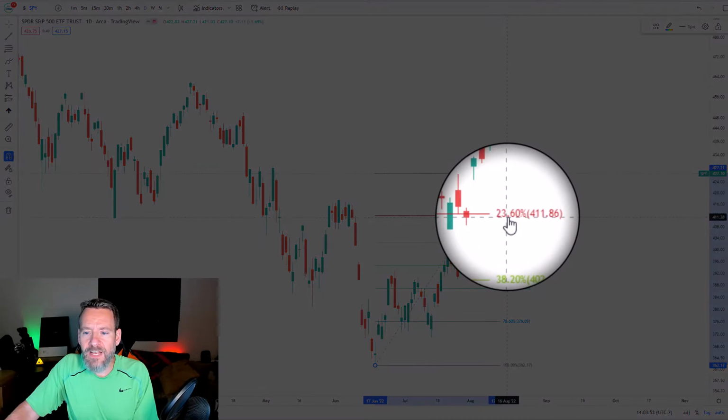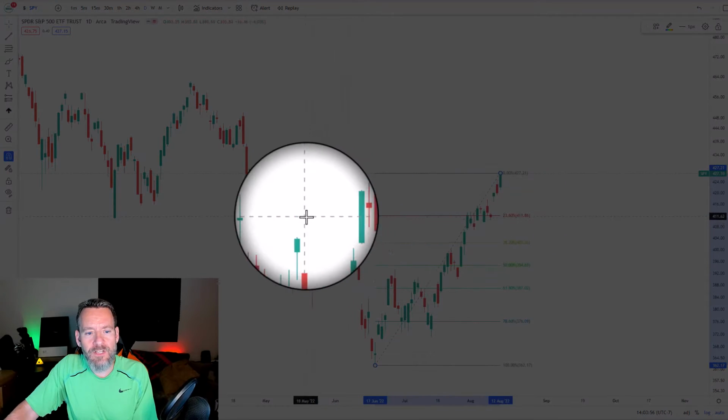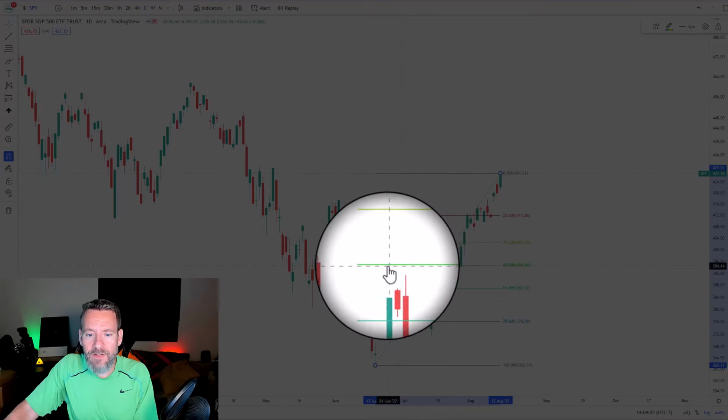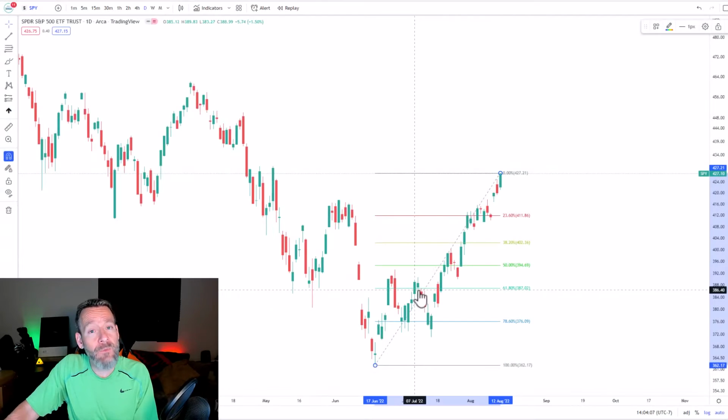You can see that price action here in the 23.6% retracement as you go back into the past. Moving down to the 50% retracement, you can see there's a lot of price action in the past around there too, and that works on and on.